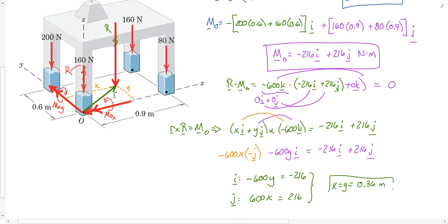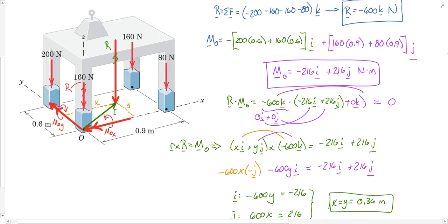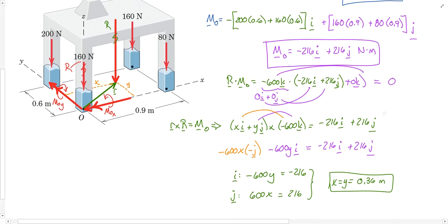0.36 meters. Now, they didn't ask us for that, but it would be the case that these four loads could be replaced by this single resultant R that is a minus 600k newtons, and it is positioned out here at 0.36 meters in both the x direction and the y direction. And that would be it.